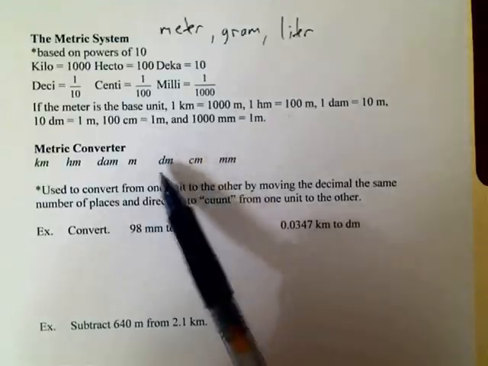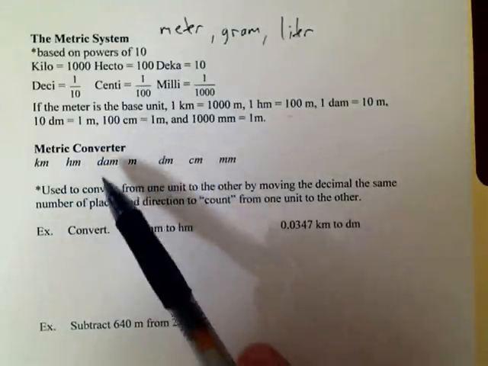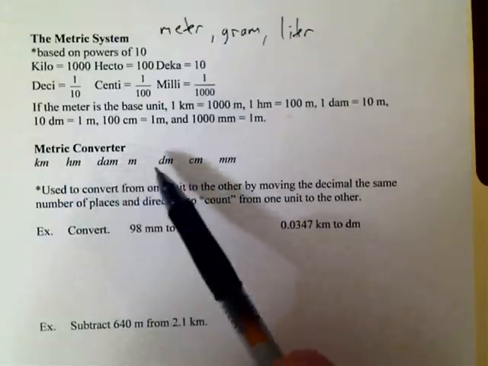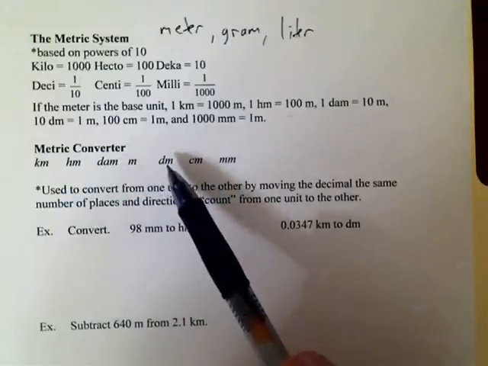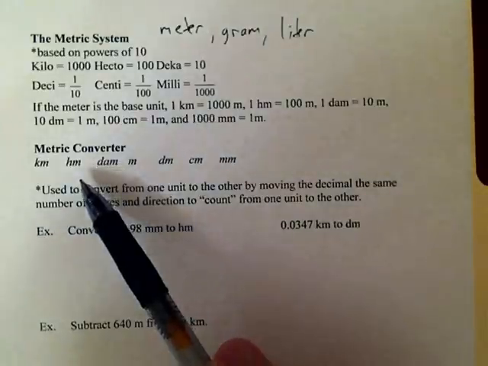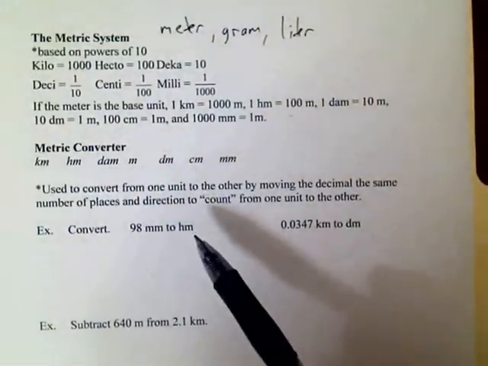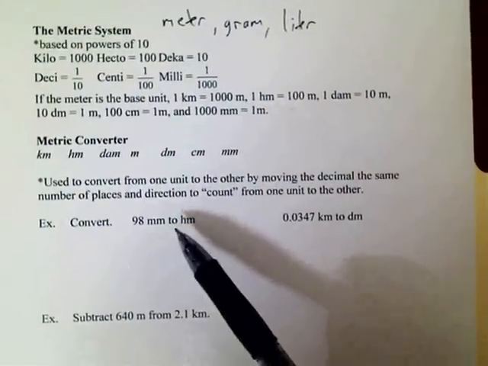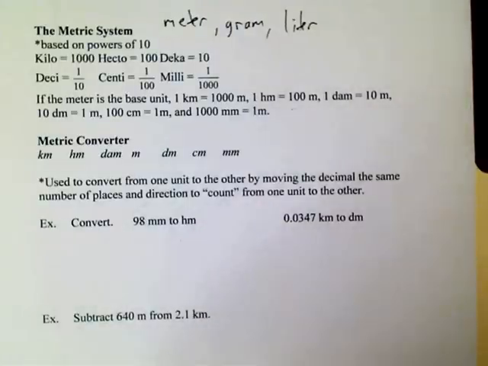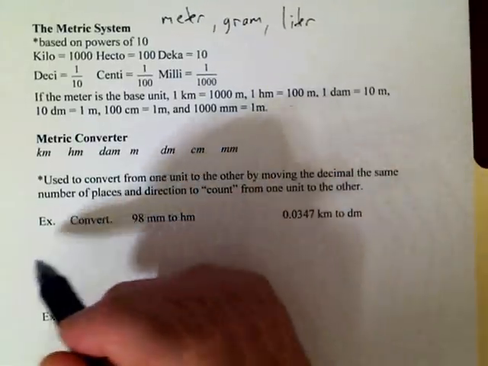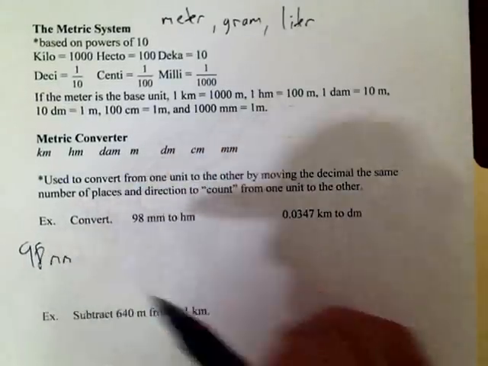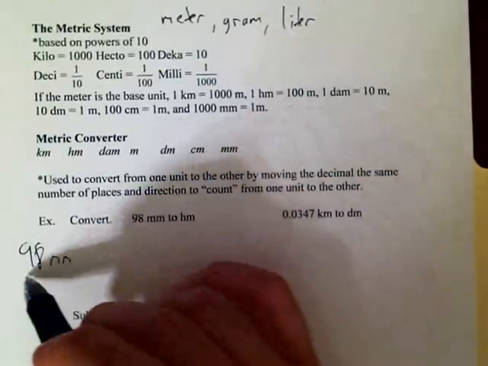From decimeters to hectometers, it takes 10, 100, 1,000 decimeters to equal 1 hectometer. Got that? So, let's do an example using unit fractions, and then we're going to show a much easier way. So let's do 98 millimeters to hectometers. I'm going to show you how this works using this example.